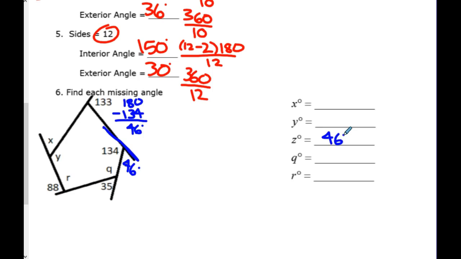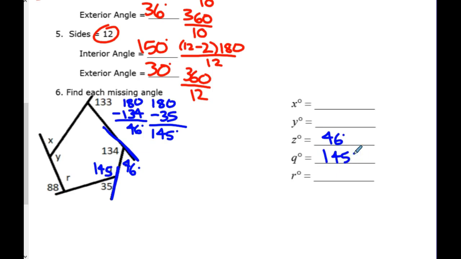Now Q. How do I figure out Q? Same way. Does everyone see I got a straight line? Every time you see a straight line and you know one angle, subtract it from 180 to get the other one. So 180 minus 35 is what? 145. So for Q, 145.